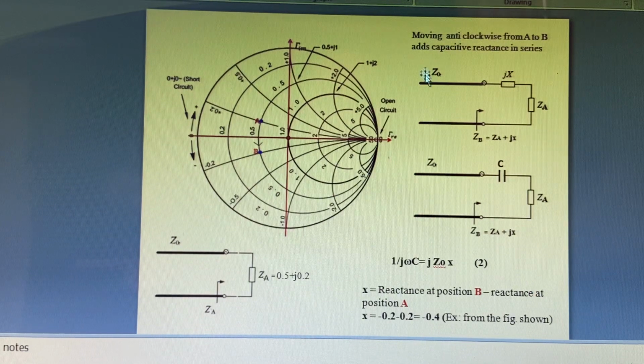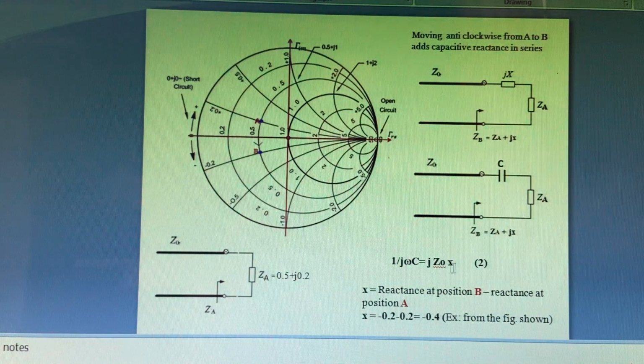Similarly, if you move on the resistance circle in the anti-clockwise direction, it adds a capacitor as a reactive element. So if you move on the resistance circle like this in the anti-clockwise direction, that adds a capacitive element. This added series element is a capacitor like this. To find the value of C, we should use this equation.